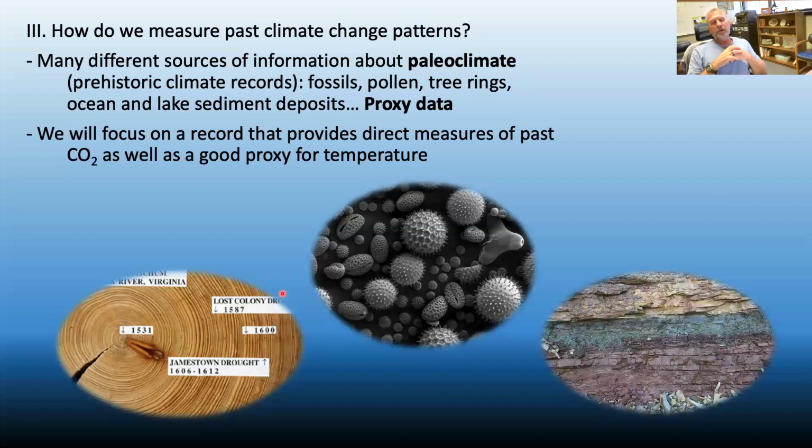All right. So, how do we measure past climate change patterns? Well, there are many different sources of information about paleoclimate, which is the prehistoric climate records, and that includes things like fossils, pollen, tree rings, ocean and lake sediment deposits. These things are referred to as proxy data. Okay, so they're not direct measures. We are estimating values based on other data that we're able to collect, right?